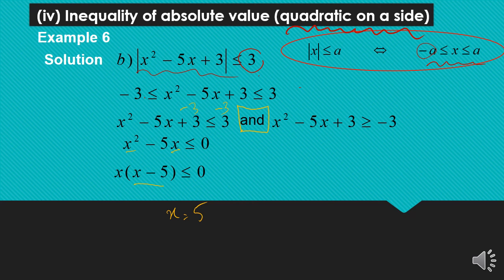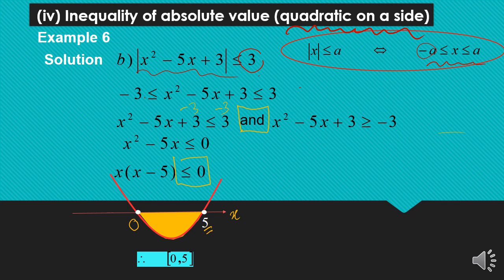So what we should do, yes, we can sketch the graph. So this one will be 0, and the other one will be 5. So 0 is less than 5, and it's a smiley graph, and what we want is less than or equal to 0, which is the negative part of y, so below the x-axis. So the answer for the first part will be in between 0 and 5 inclusively, because we have the equal sign. And then solve for the right hand side.